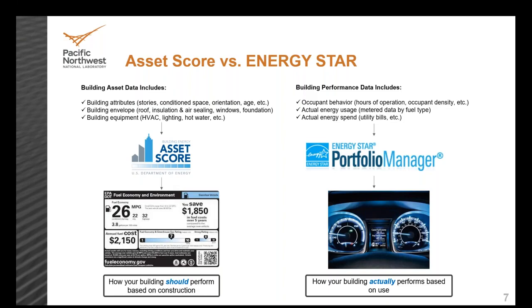A Portfolio Manager score may reflect how efficiently a building is operated and maintained. In contrast to that, Asset Score reflects the energy efficiency of a building based solely on its design, construction, and energy systems, i.e. how your building should perform based on construction. The score may be seen as similar to a miles per gallon sticker as seen on cars.